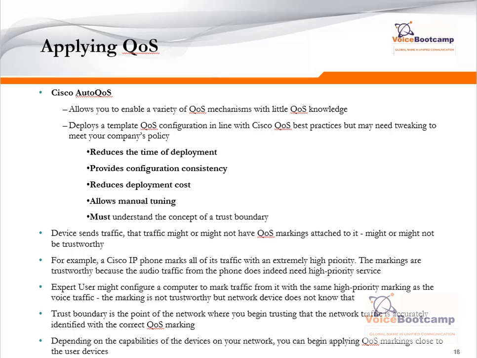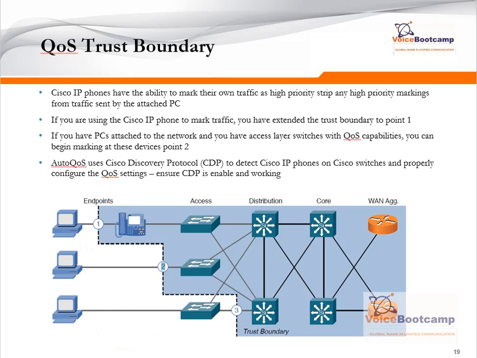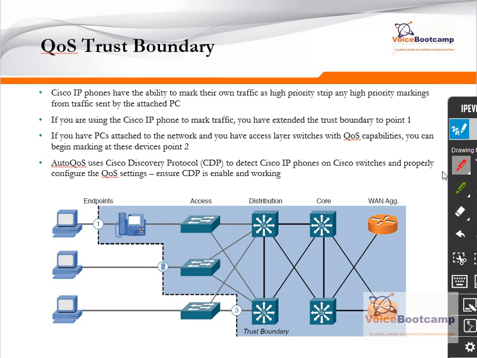Trust boundary is a point of a network where you begin trusting that network traffic is accurate and identified with the correct QoS marking. Of course, depending on the capability of the device and the network, you can begin applying QoS marking close to the user devices. A Cisco IP phone has the ability to mark down traffic as priority, to strip any high priority marking from traffic sent by the attached device. So basically, any traffic that comes in from the PC, you don't want to trust the PC, so your trust boundary is right here up to the phone. You trust the phone but not the endpoint.